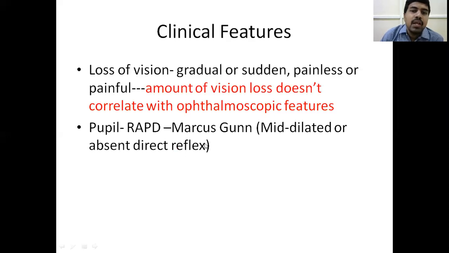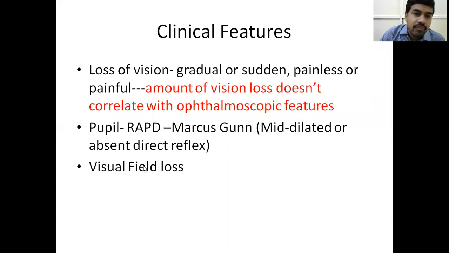And similarly, pupil: you have got a Marcus Gunn pupil, RAPD. I told you, relative afferent pupillary defect. About this we discussed in brief. That is the swinging flashlight test. Is the connection clear, or is the connection okay? Now it is okay. So in the pupil, there will be relative afferent pupillary defect or Marcus Gunn pupil. So the direct reflex is absent, but the consensual reflex is present. We discussed this in detail in our first class.